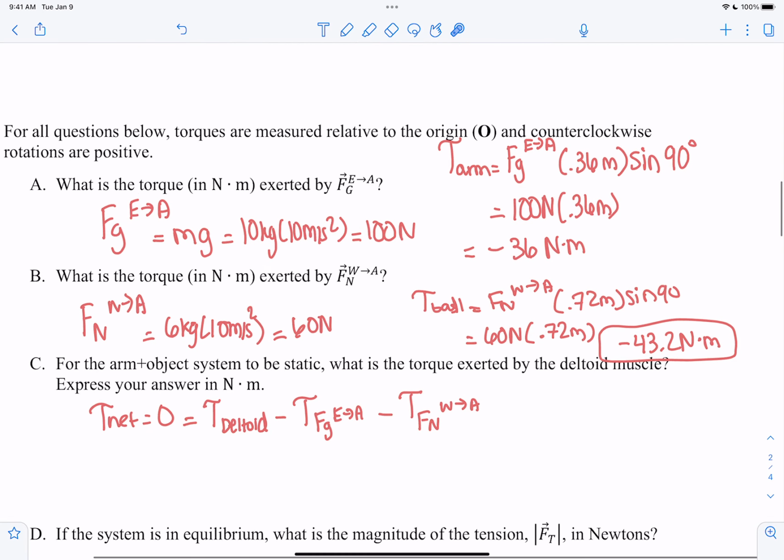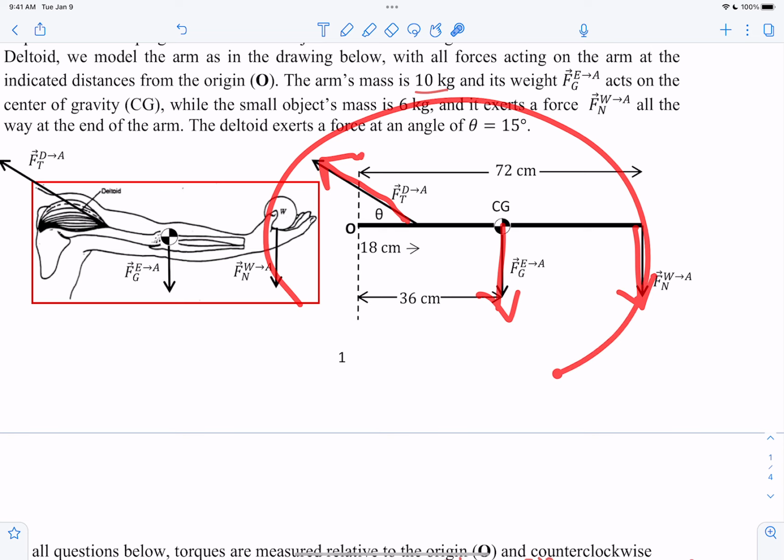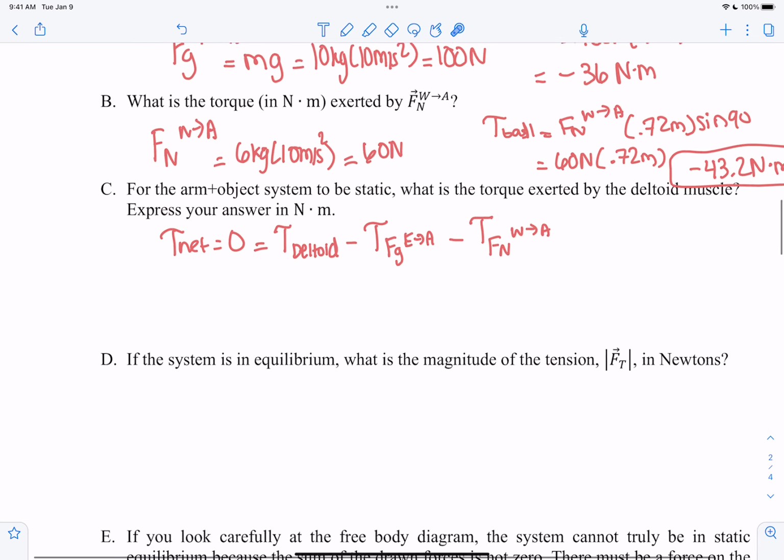And so counterclockwise, like we said, is positive. Clockwise is negative. That's the notation. So our deltoid muscle is the only one providing a counterclockwise direction, and that's going to be positive. The rest are pulling us downwards like this. So this was a clock. They're pulling us downwards in a clockwise fashion. So that's why they're both negative there.